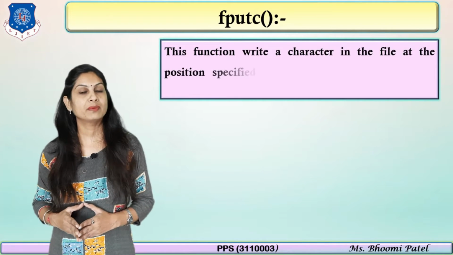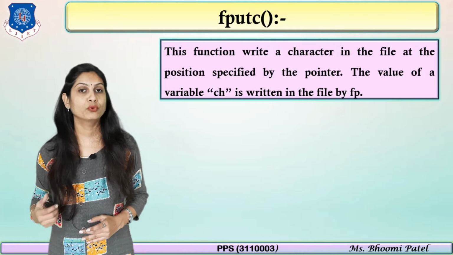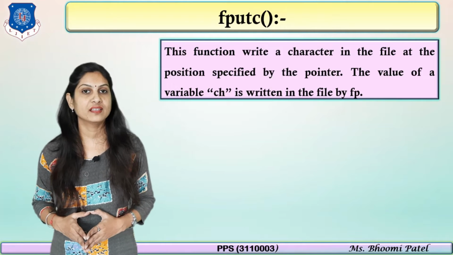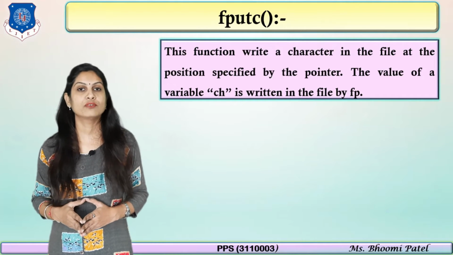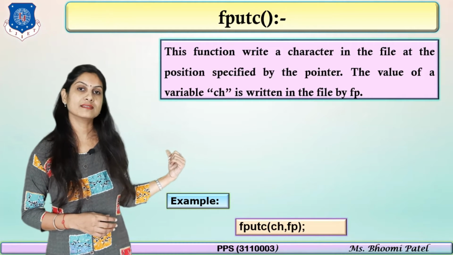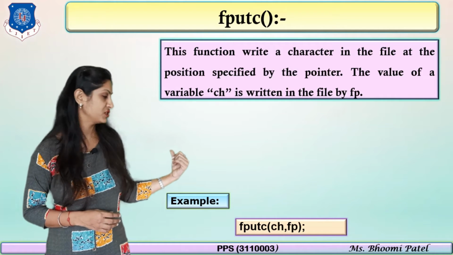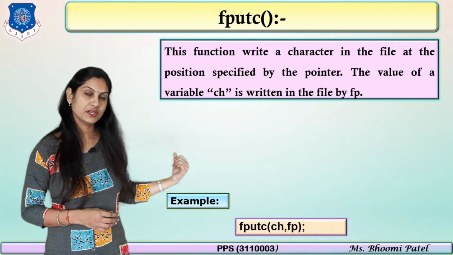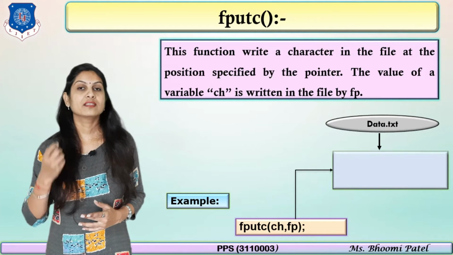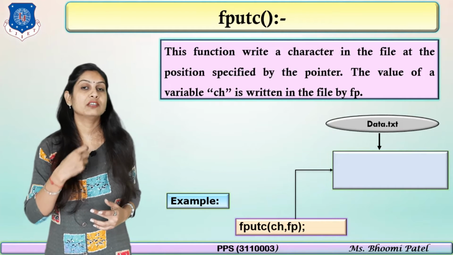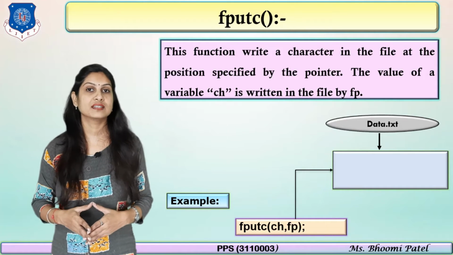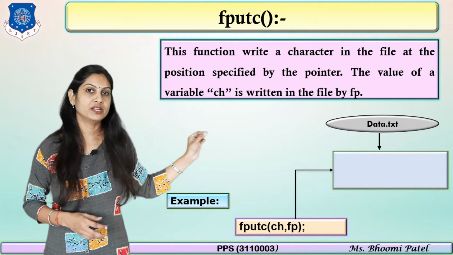Now moving on to another function, that is fputc. It is the same as getc, but now the function name is changed. putc means we have to put something in our files, that is, print or write the data in character form in our file. How is it used? See the example: I am writing the function fputc with the variable ch and the file pointer. The file pointer points to a file and ch is one character given by the user. That character is now stored in our file, suppose data.txt, using file pointer fp.